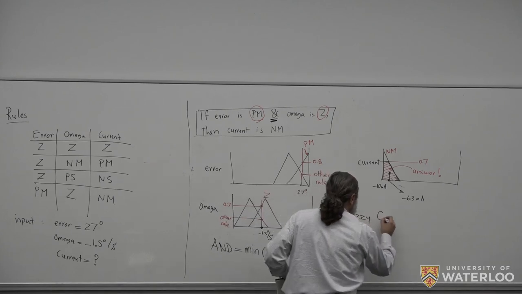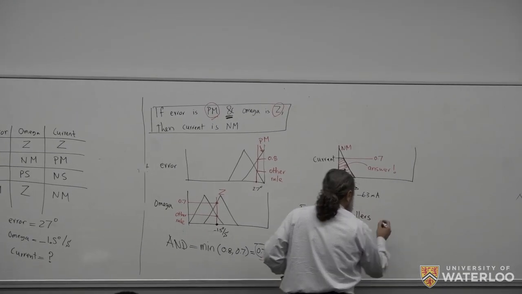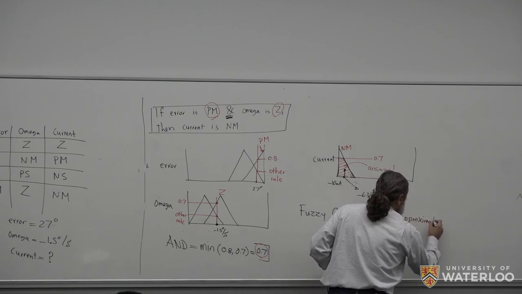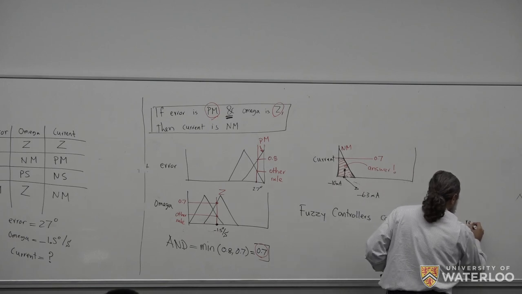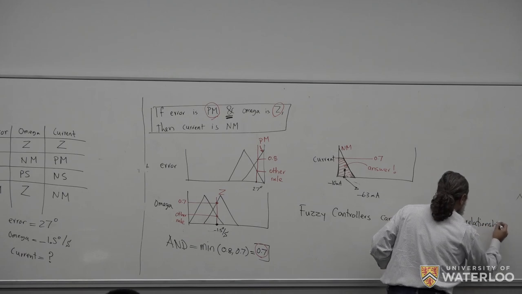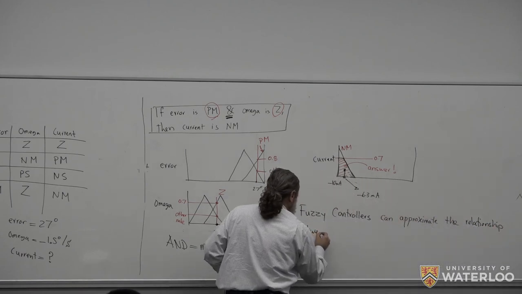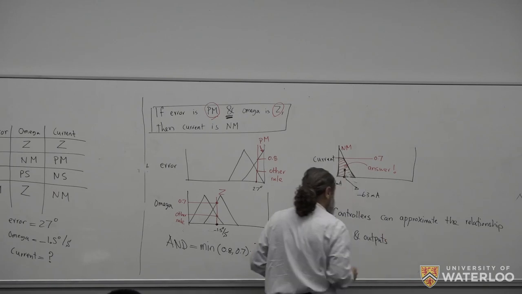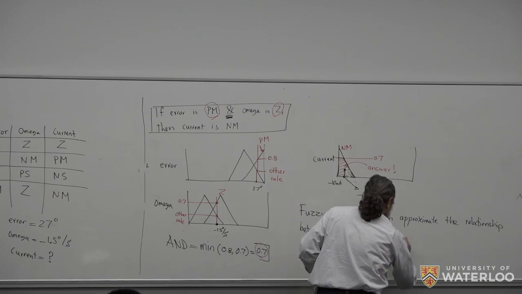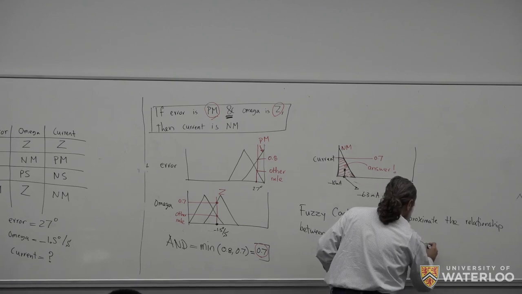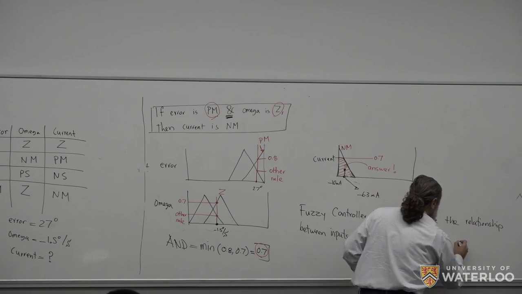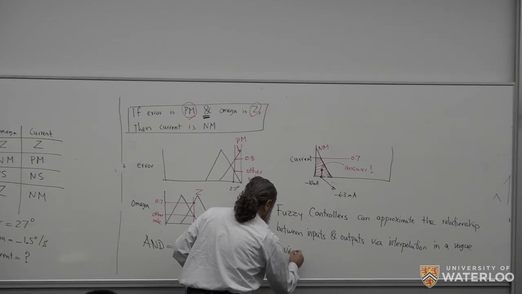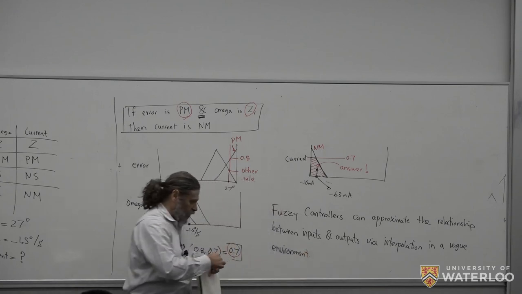So fuzzy controllers can approximate the relationship between inputs and outputs via interpolation in a vague environment. This was one of the things that people didn't understand.